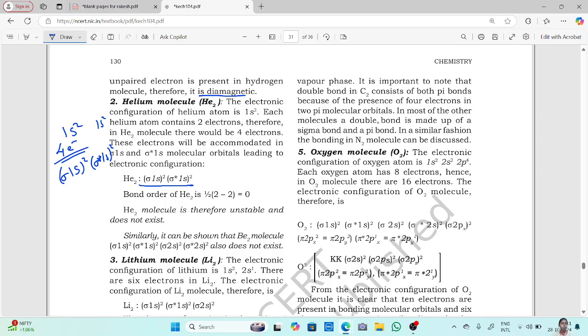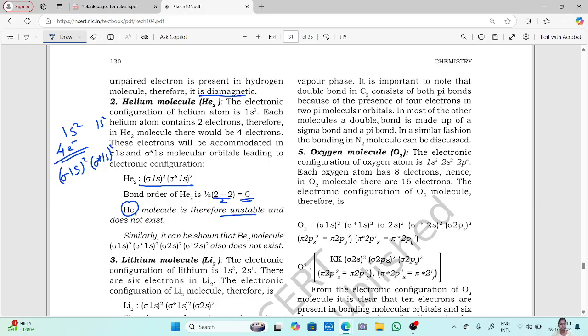Now, what will be the bond order? It will be 2 bonding electrons minus 2 antibonding electrons, divided by 2. So overall you will get 0. Therefore the helium molecule doesn't exist, because it is unstable. Since you have a zero bond order, as I told you earlier, if you have a positive bond order, that means your molecule is stable.